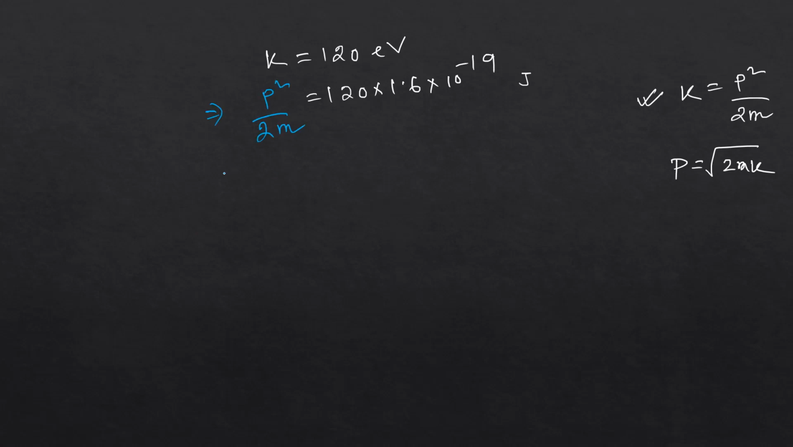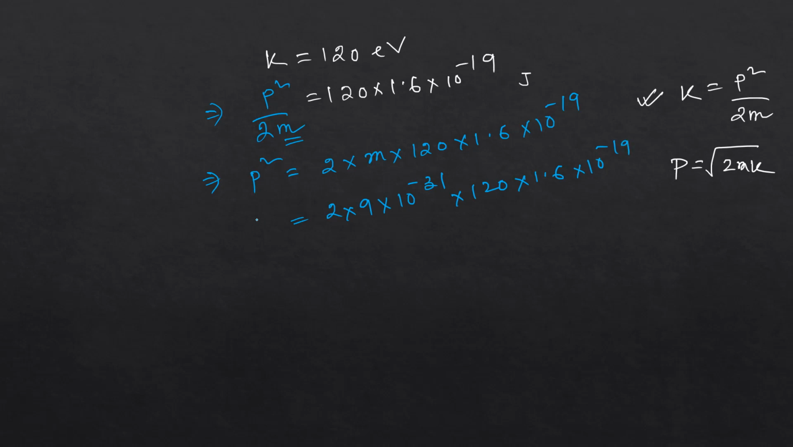I need to find out the momentum. So in this case P square will be equal to twice the mass of the electron, I am just cross multiplying with this expression. Those who are weak in calculation, for them I am doing it with some more lines: 120 into 1.6 into 10 to the power minus 19. So twice of 9 into 10 to the power minus 31 into 120 into 1.6 into 10 to the power minus 19. So P equals root over of that.